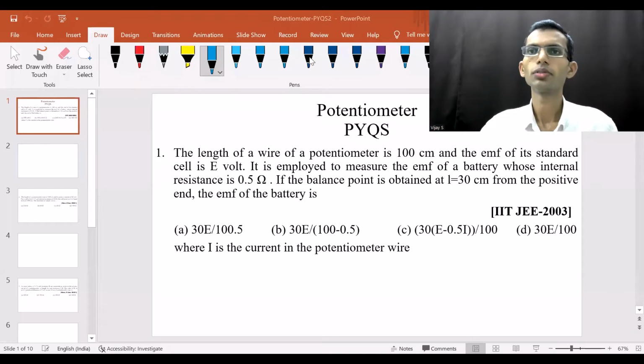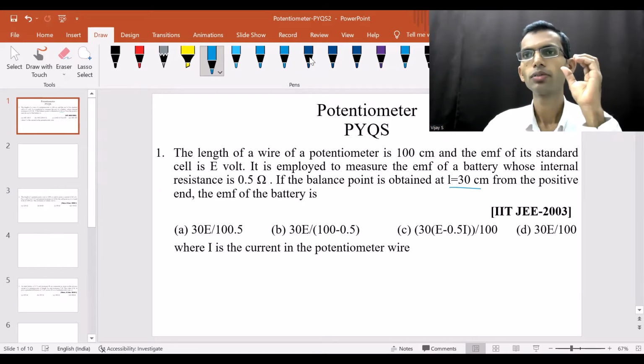ఇప్పుడు మనం first question చూద్దాం. The length of a wire of potentiometer is 100 centimeter and the EMF of its standard cell is E volts. It is employed to measure the EMF of a battery whose internal resistance is 0.5 ohm. The balance point is obtained at L is equal 30 centimeter from the positive end. The EMF of the battery is right.